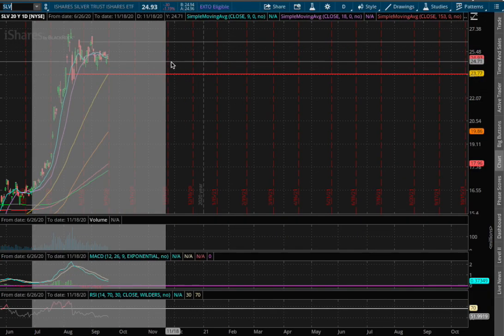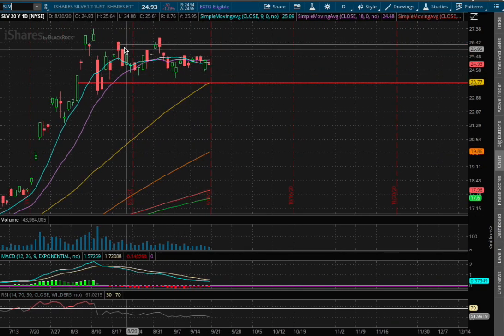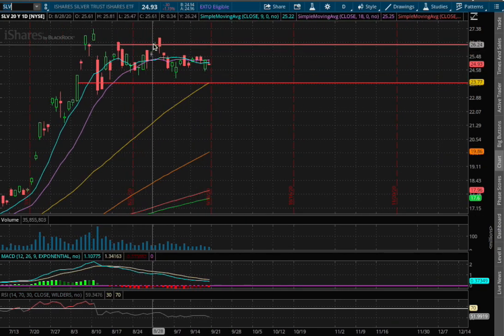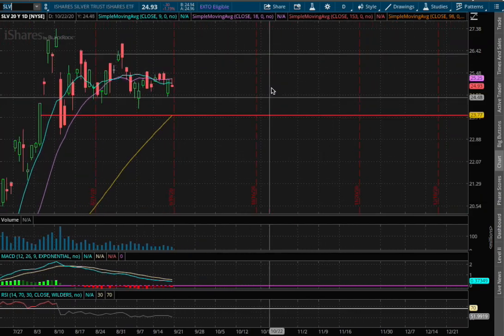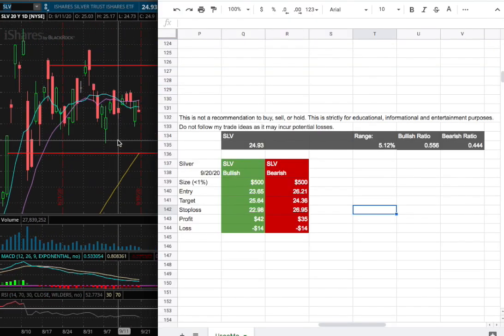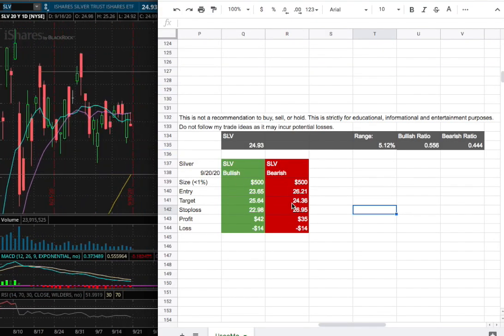On the other hand, if I were to open a short position, my entry would be $26.21, which coincides with past resistance levels that dated back to, say, August 18th as well as September 1st. So that would be my short entry. And my sell target will be $24.36, and my stop loss will be $26.95. So basically, whichever position hits my entry, that will be my position for the week.